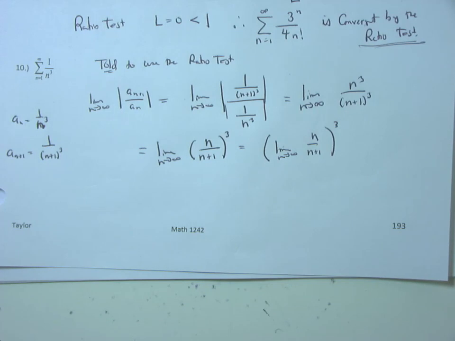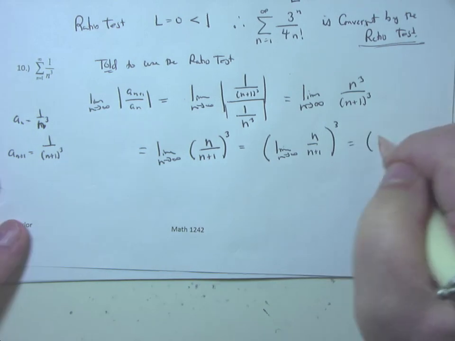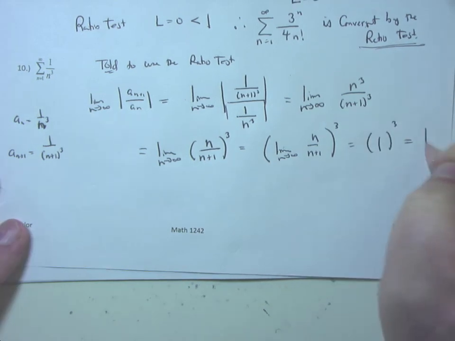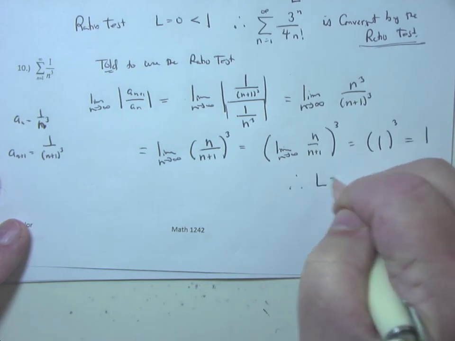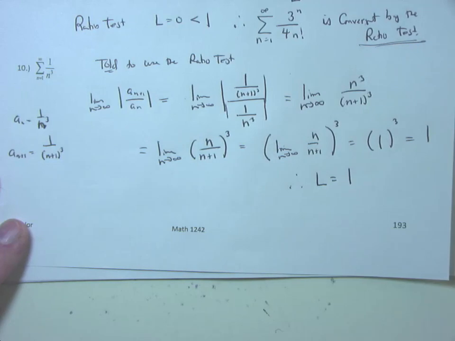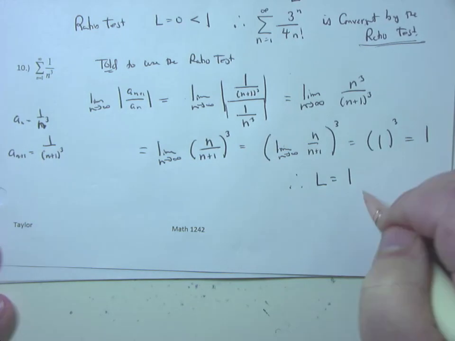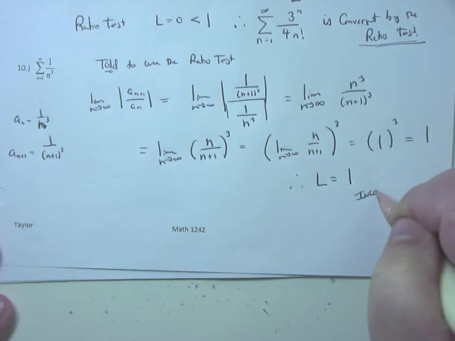Degree of the top equals degree of the bottom. You could L'Hopital's rule it if you want to. It's your choice, but it's going to be 1. And you're cubing it, so what do you get? 1. Therefore, the L factor from the ratio test equals 1. What does that tell you? Inconclusive.